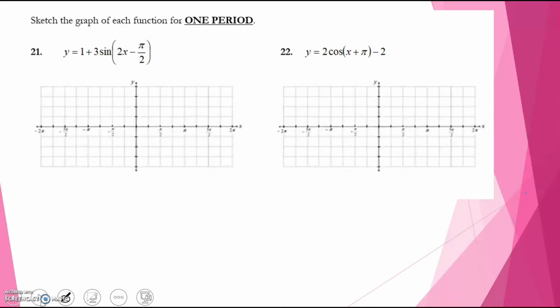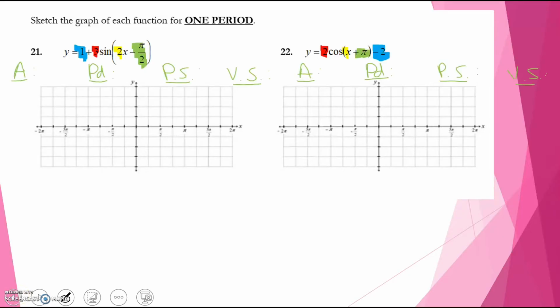All right, last slide. This is your actual goal, is to sketch this graph for one entire period for the whole thing, phase shift, vertical shift, everything. So the first thing you want to do is find the amplitude, period, phase shift, and vertical shift. So the amplitude for this first one is 3, because it's before the sine.